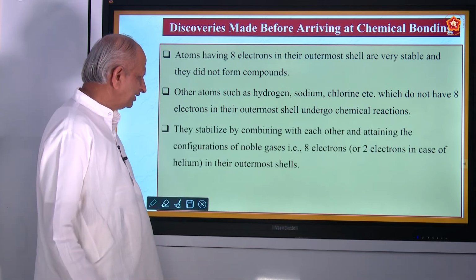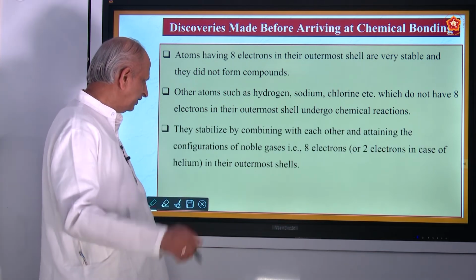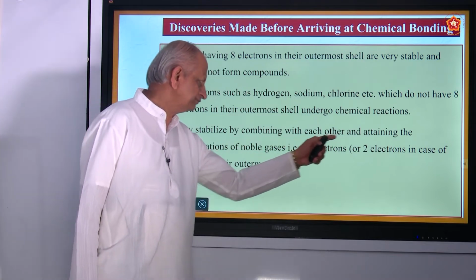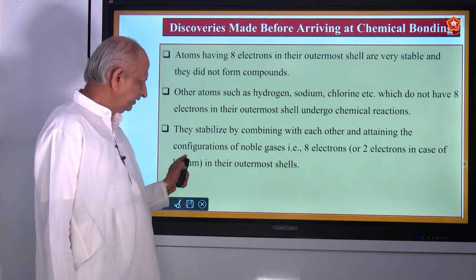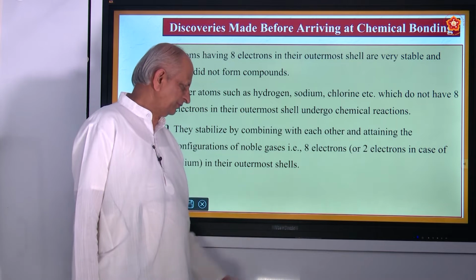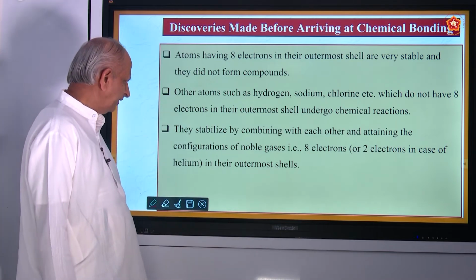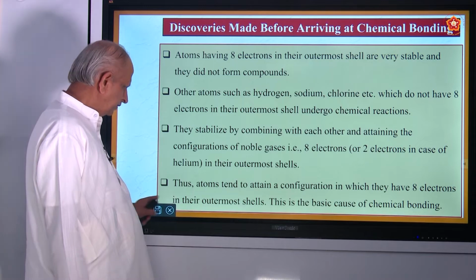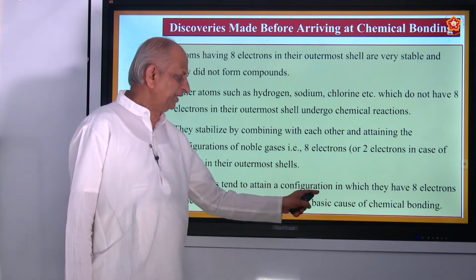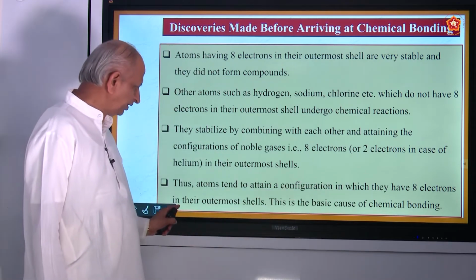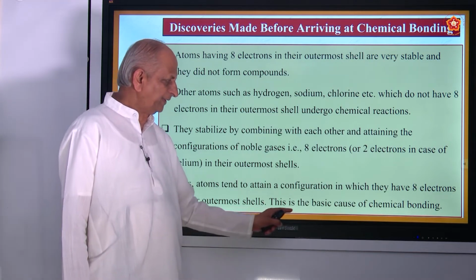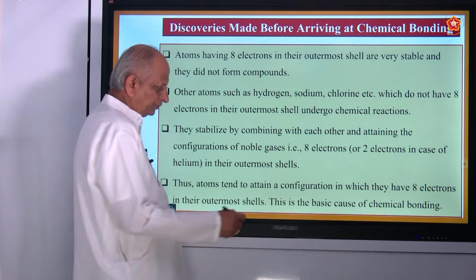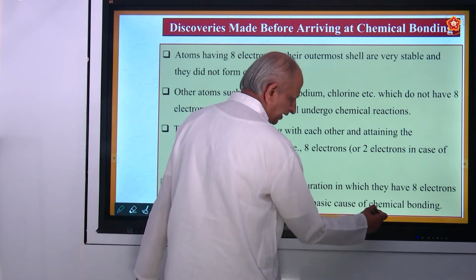That means either they lose electrons or gain electrons, and hence they become stable. When they get 8 electrons, they become stable, and thus atoms tend to attain a configuration in which they have 8 electrons in their outermost shells. This is the basic cause of chemical bonding. So chemical bonding means to become stable.